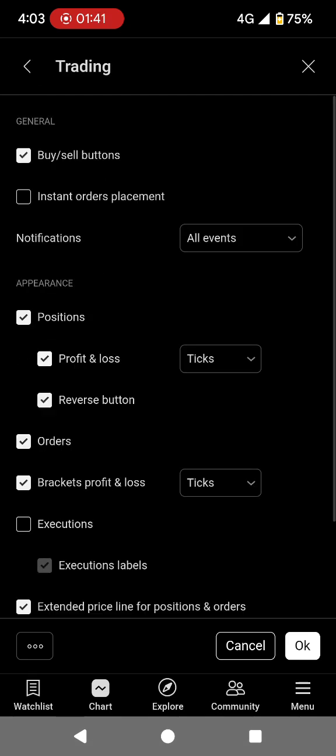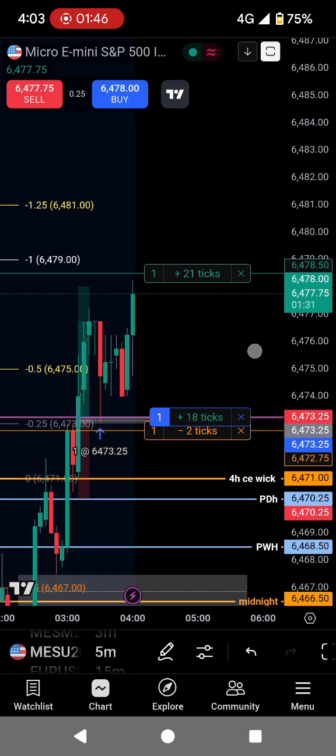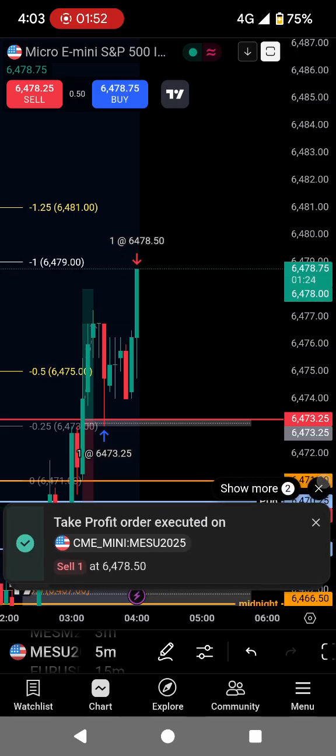You guys can see the executions here. So that's basically long here and one more tick. Okay, there we go. And that's it.